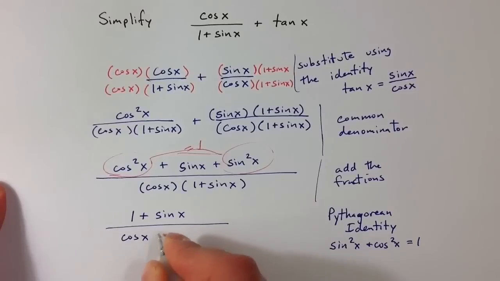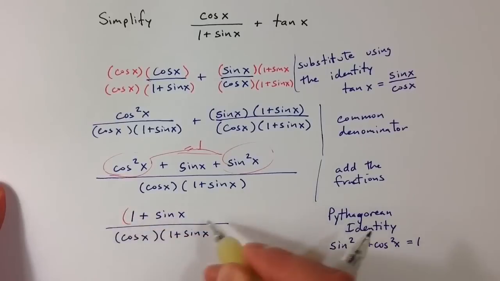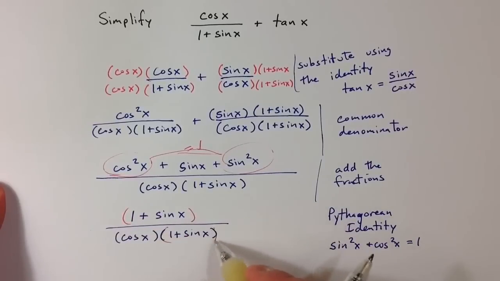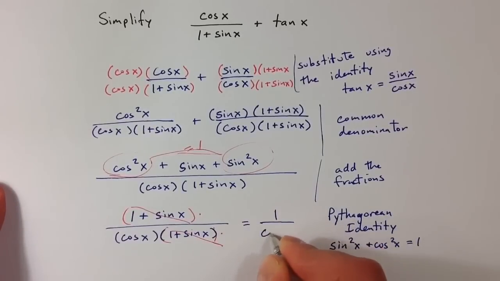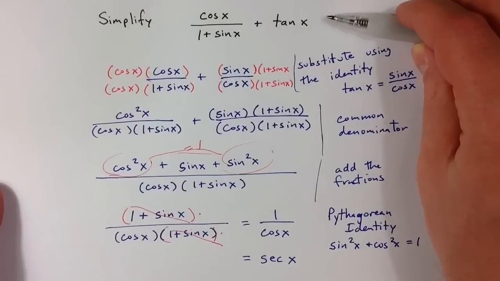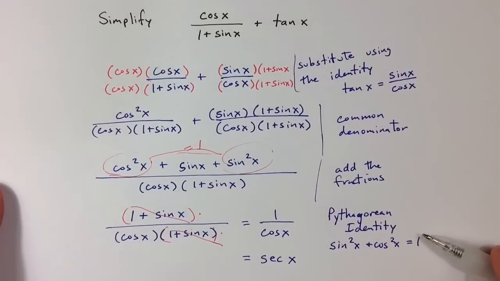But notice that we also have a 1 plus sine of x in the denominator. And so those are both factors of everything. The 1 plus sine of x up top, that's a factor of the numerator. This is a factor of the denominator. And so I can cancel those two common factors. So we end up simply with 1 over cosine of x, which is, we know, the same as secant. And so our original expression became much, much simpler because of some of the trigonometric relationships we know.